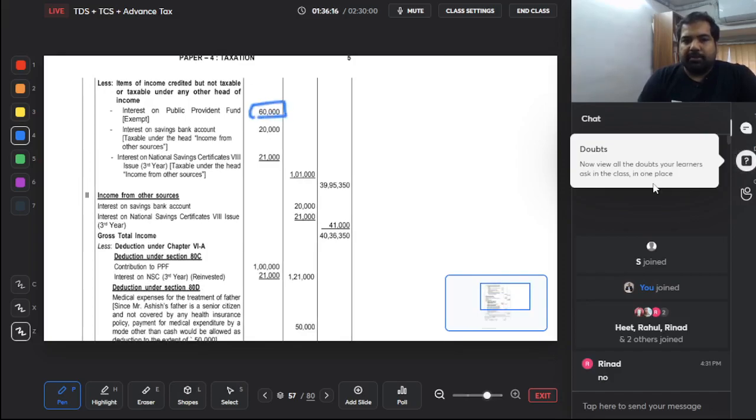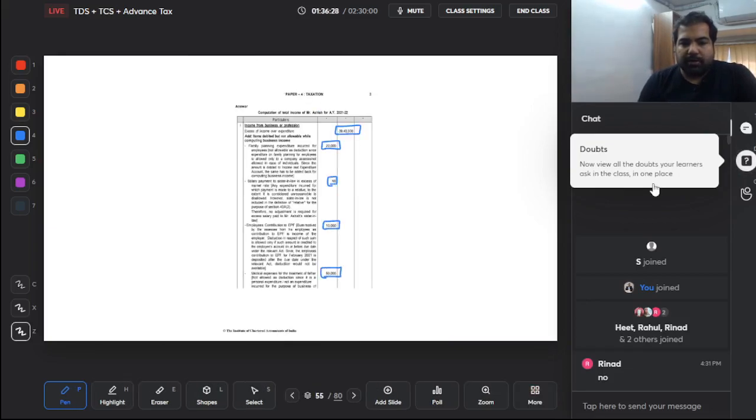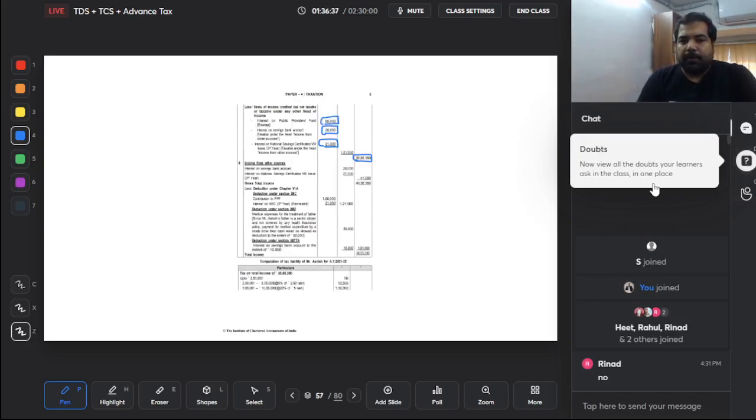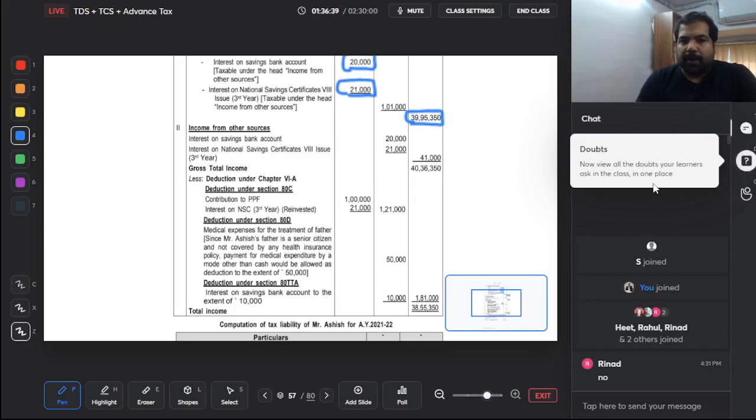Provident fund is exempt. Interest on saving bank account is less, and interest on NSC is less. So these three, so 39,95,350. We should have got this right, but anyways, I think some calculation mistake. 39,953. So this is perfectly right, PGBP. Next, interest on saving bank account and interest on NSC. Alright, so only mistake, guys, please correct it in your mind.